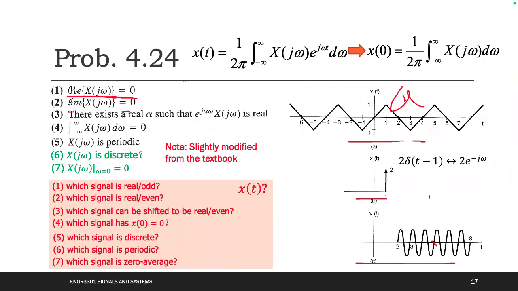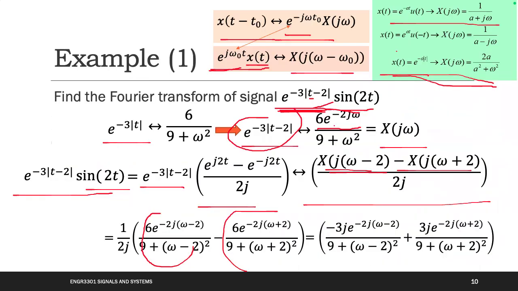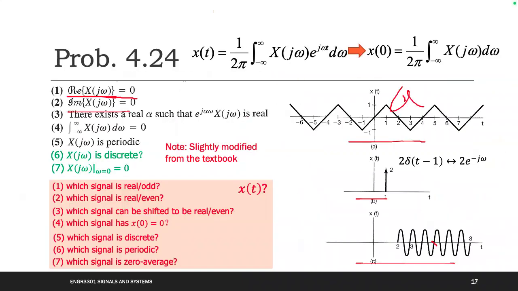Do you know what properties we will use? This one, the shift property, am I right? Which means if you have this one is real, then you have some other properties you can use to see if this signal is real or odd.